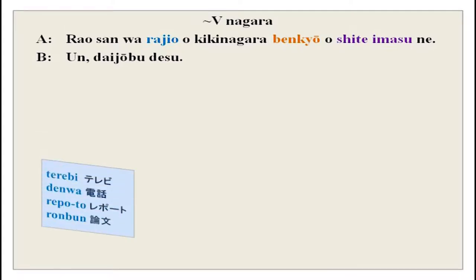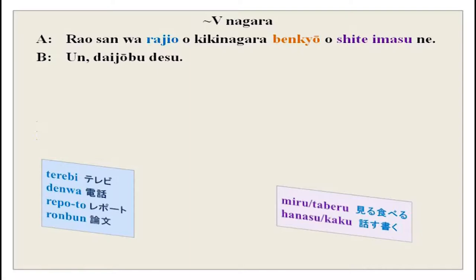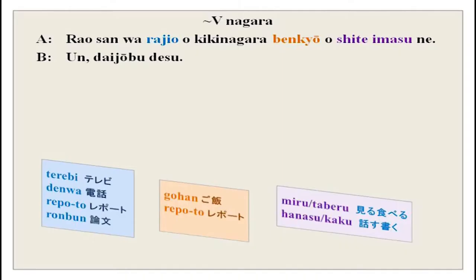You can practice this. For example, Rao-san, terubi wo minagara reporto wo kakimasu ne, or kakimasu, a statement. And Rao-san could say, daijoubu desu. Watashi wa daijoubu desu. I can do both. Or denwa wo shinagara reporto wo kakimasu ne. Denwa de hanashinagara reporto wo kakimasu ne. Or ongaku wo kikinagara tabemasu ne. So, whenever you do two activities simultaneously, this nagara form can be used very, very easily.